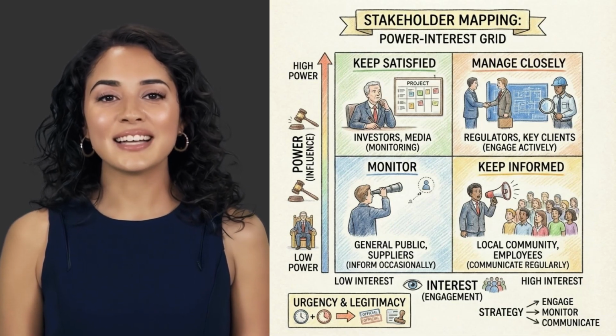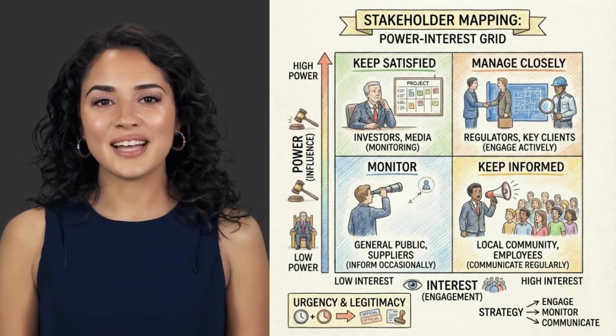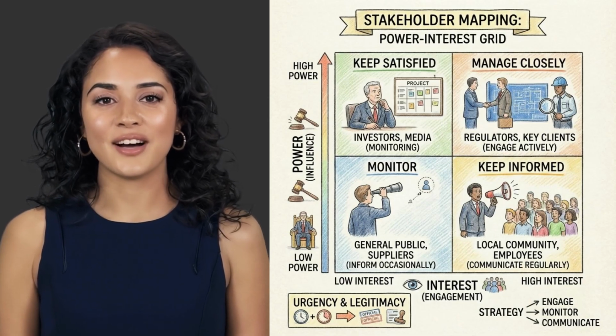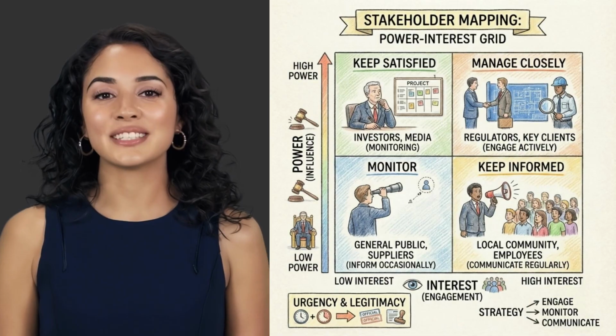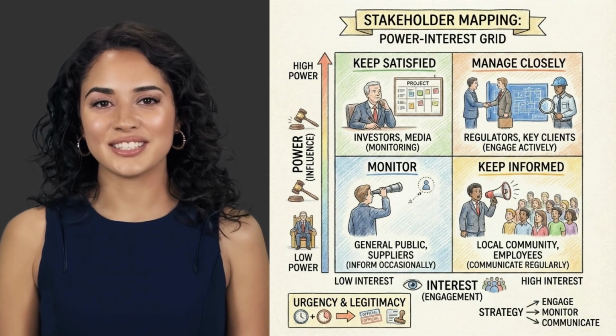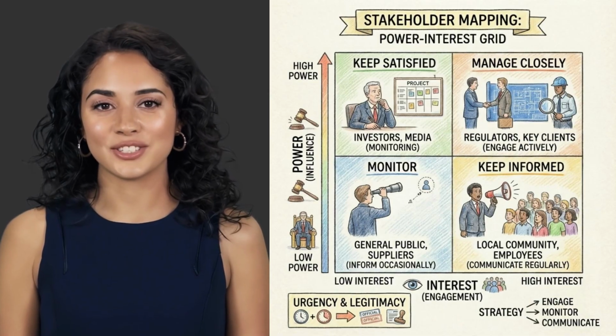We analyze their dynamics, specifically focusing on power and interest. Stakeholders vary in how much power they hold and how interested they are in your project. For instance, a regulatory body might have high power and high interest, requiring close management, while a local community group might have low power but high interest.